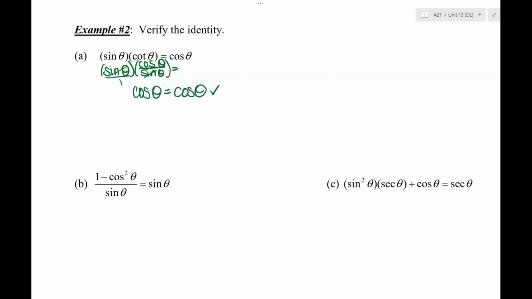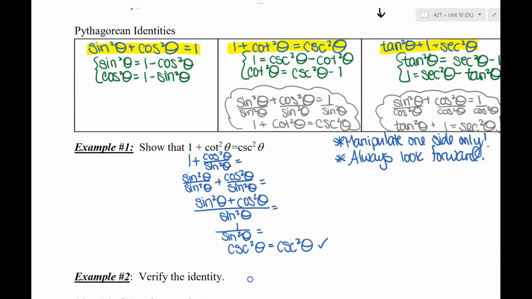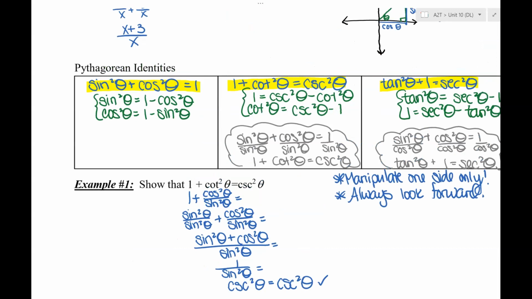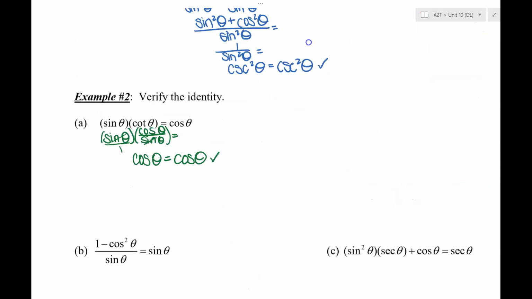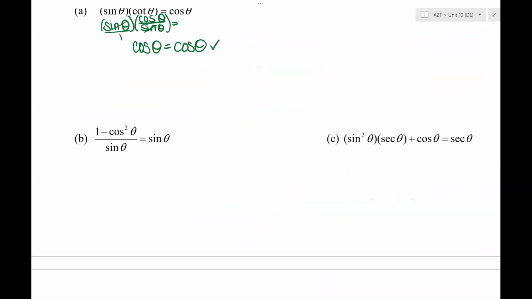Okay, take a look at B. 1 minus cosine squared of theta. I feel like that should be one of the Pythagoreans, but I know it's sine squared plus cosine squared. So if I go back up to that box, aha, it is one of the additional ones. So 1 minus cosine squared theta can change to sine squared theta.